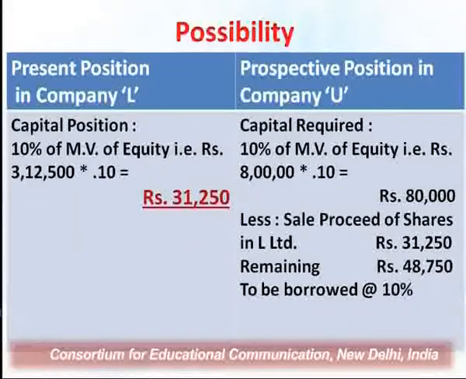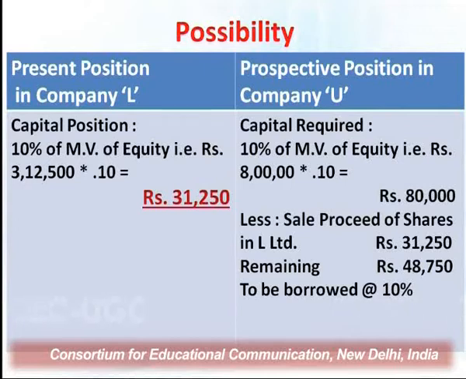If we look at the present position of investor in company L, we first have to identify what my present position is in company L as investor A. Suppose I am Mr. A who has invested in company L. My capital position is 10% of the market value of equity. The market value of equity is given in the question as 3,12,500. So my right in the capital position will be 10% of this amount, that is rupees 31,250.